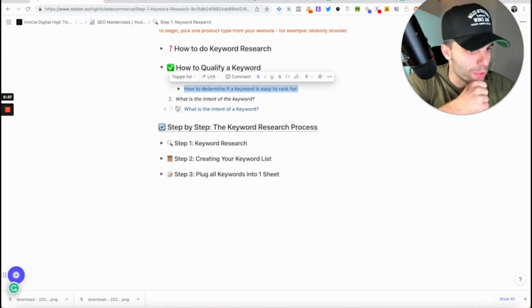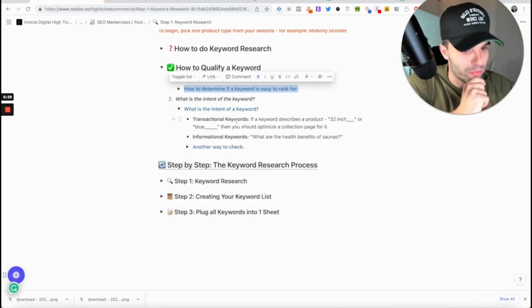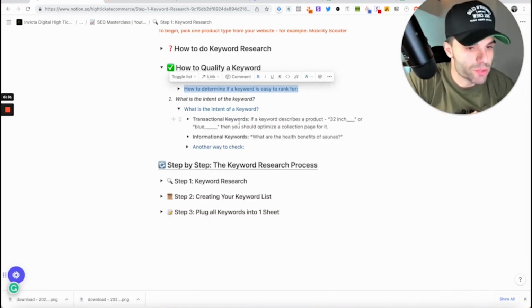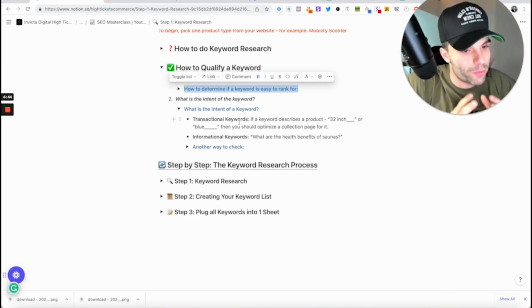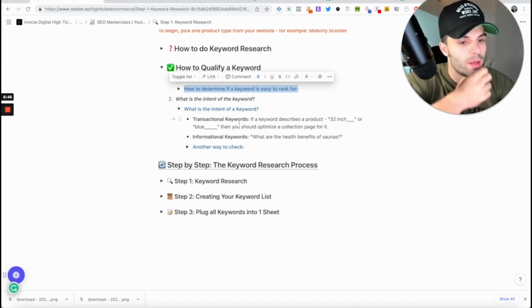What is the intent of the keyword? There are two types of keywords: informational and transactional. A transactional keyword is when someone's trying to buy something. Usually these are descriptive, like describing the size of a product: two-person sauna, 32-inch grill, or blue mobility scooter. These are all buying intent keywords, where someone's searching for a specific product.